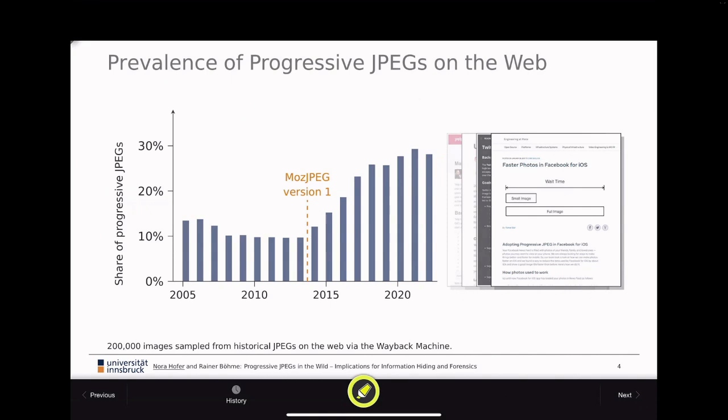Now, I told you that it has been in the standard from the beginning, but yet the multimedia security research community has not really looked into it. And the reason is that I told you that after all scans are received, the image does not differ from a sequential one. But is this actually true?